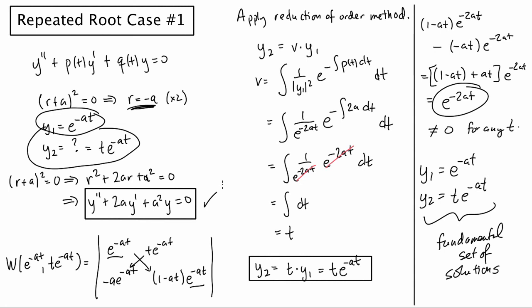All right, we're going to look at a numeric example in the next video, but from now on we can just assume that we know the fundamental set of solutions for the repeated case is the exponential and then the exponential times the dependent variable, either t or x or whatever the problem's written in terms of.